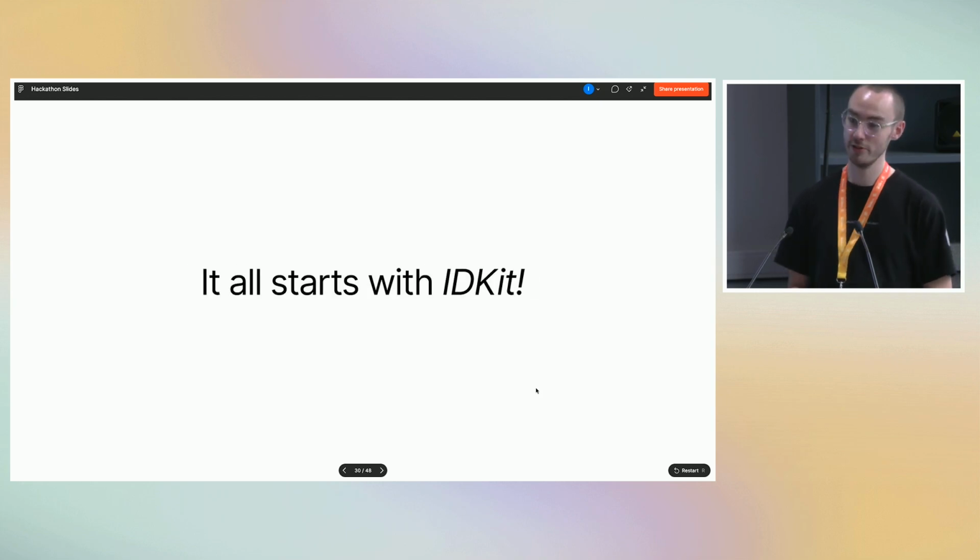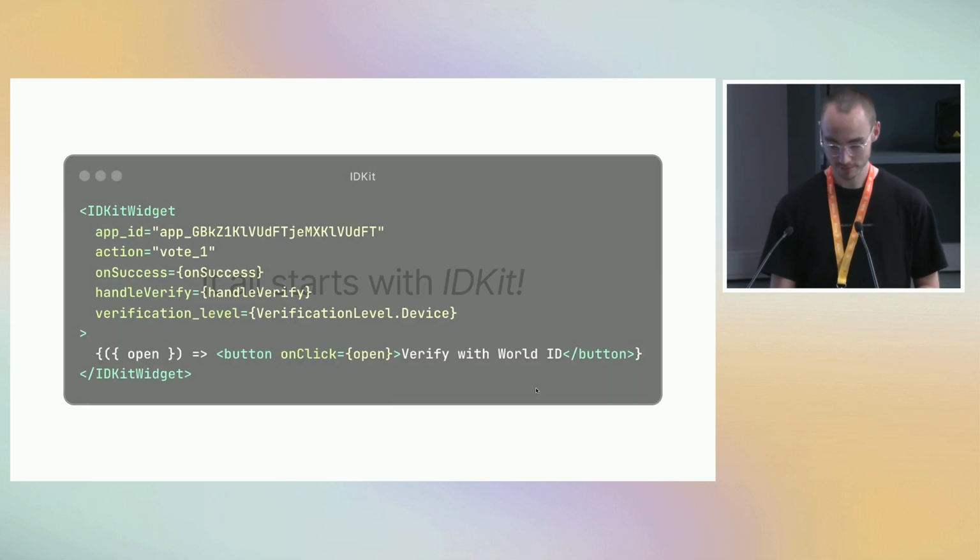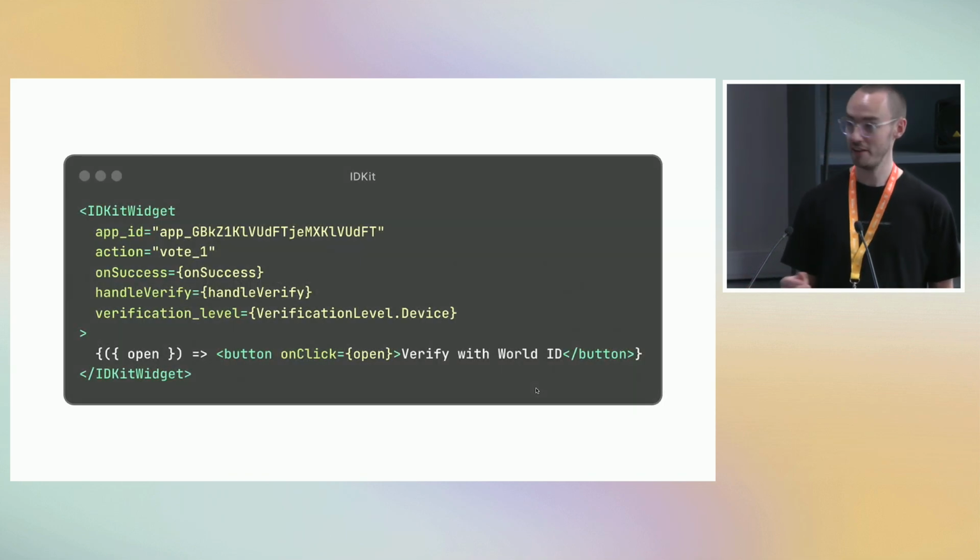So any integration of incognito actions starts with IDKit. And for this example, we're using React. IDKit is a single React widget. You give it the app ID and action as you configure them in the WorldCoin developer portal. OnSuccess and HandleVerify are two callback functions. HandleVerify gets called as soon as it receives the proof, but still shows that pending state. OnSuccess gets called after the proof has verified successfully.